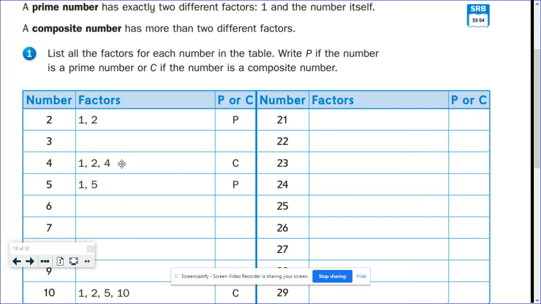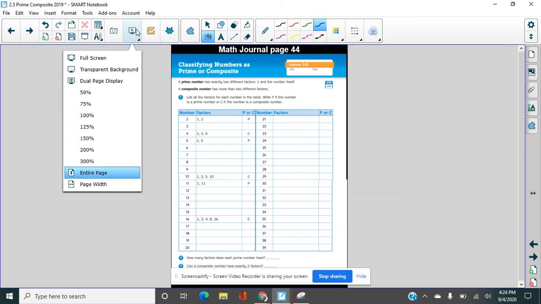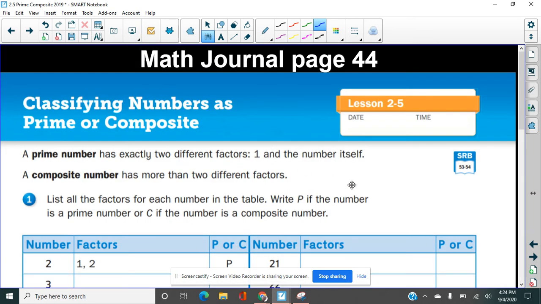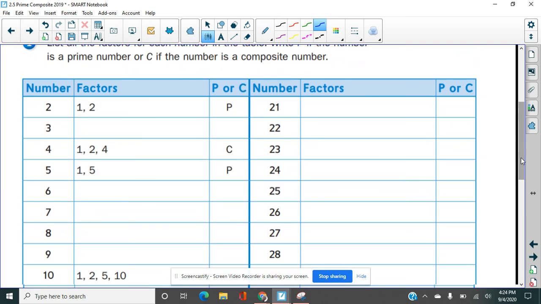And as you work on this math journal page, you're going to be filling in the factors, right? Factors of 25 was one that we did in our practice. And we said that the factors of 25 were 1 and 25, and then 5 times 5, which I only need to write once. So it has 3 factors, so I put a C for composite.